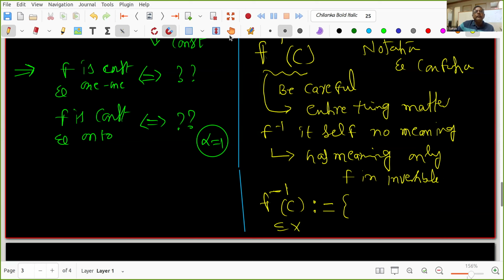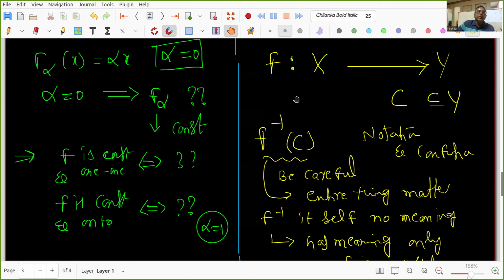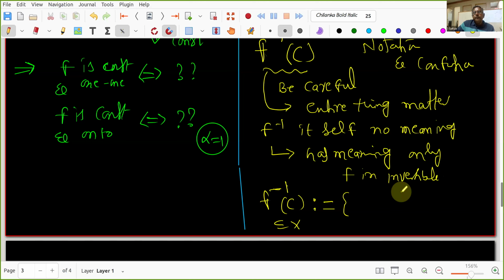So functions are very democratic. Earlier I gave a subset of X, and f of A is a subset of Y. Now I am giving a subset of Y and getting a subset of X. How is it defined? x belongs to X such that f of x belongs to C. Because x is in X, f of x is in Y, but which x am I collecting? Those whose images are in C.